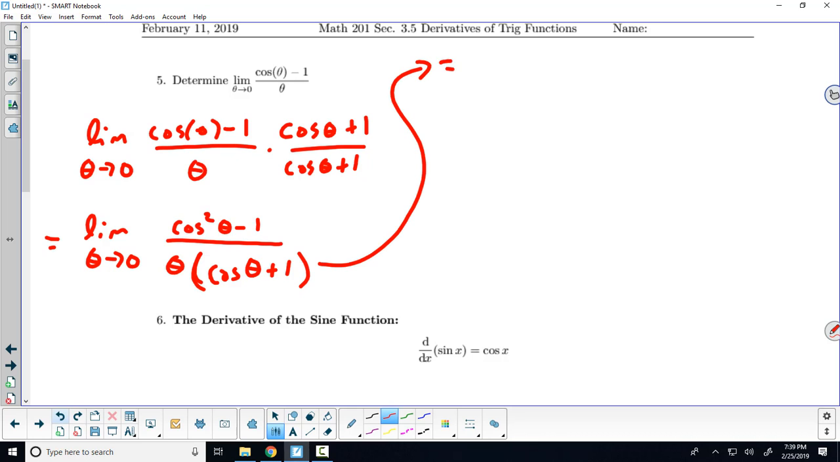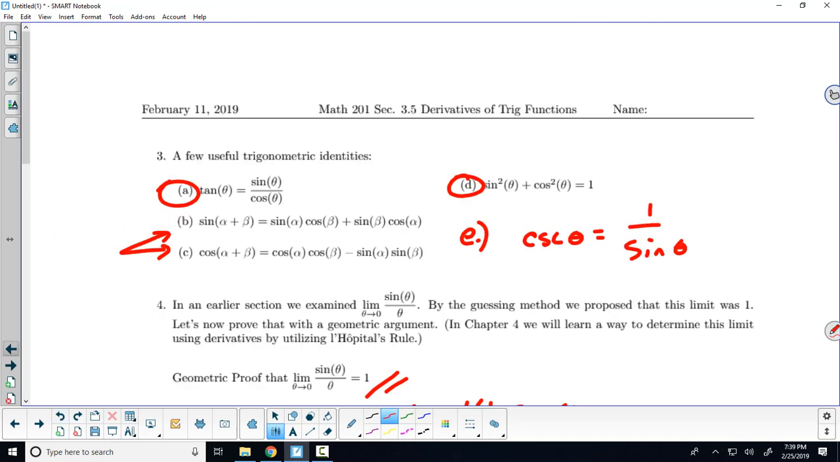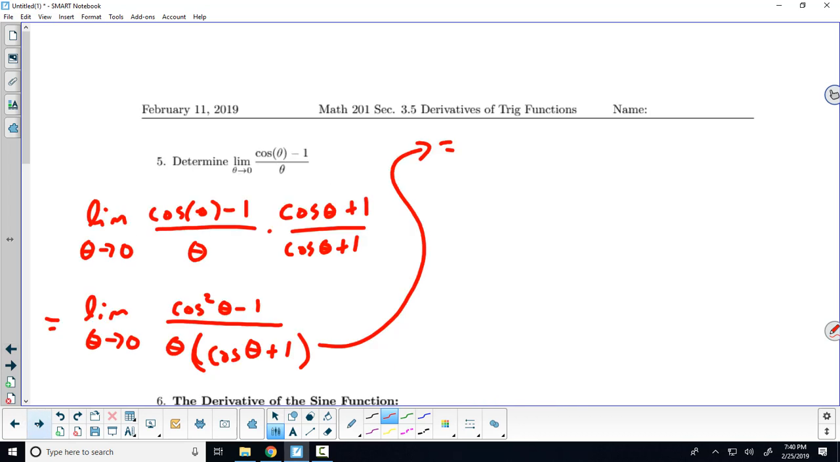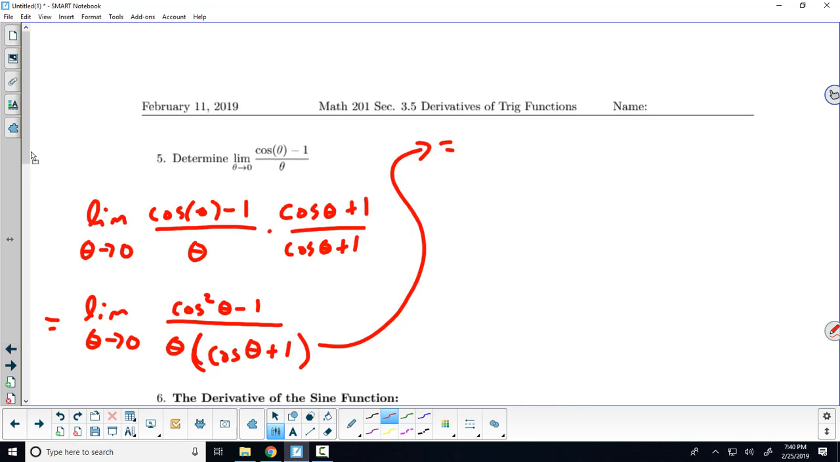I know from my Pythagorean identity on the previous page that sine squared theta plus cosine squared theta equals 1. If you can't remember that, that's fine, but you want to memorize it. It's the Pythagorean identity, a squared plus b squared equals c squared. What's 1 squared? It's 1. In fact, if you take the unit circle and what I told you about x and y being the sine and cosine, you would get this identity. So sine squared theta plus cosine squared theta is equal to 1.